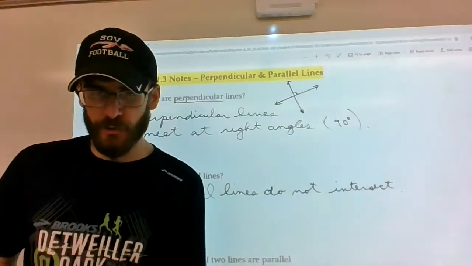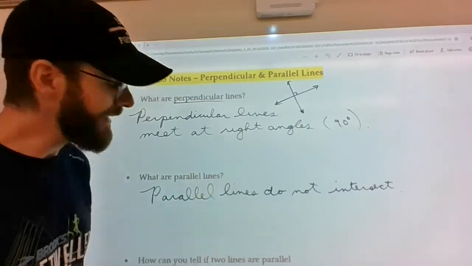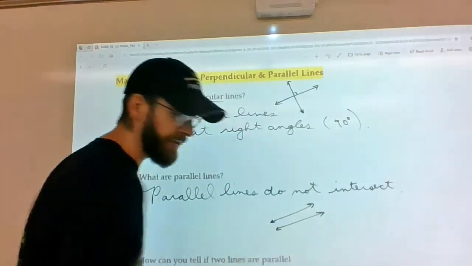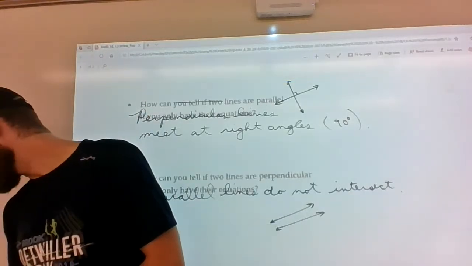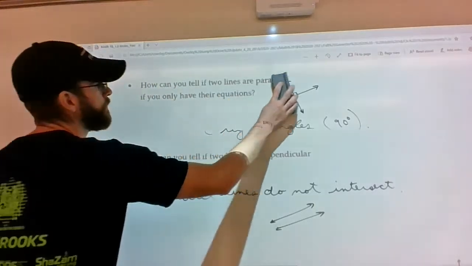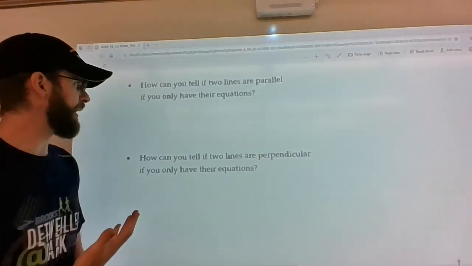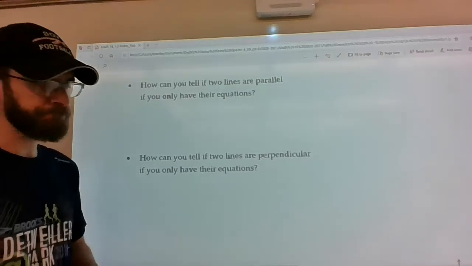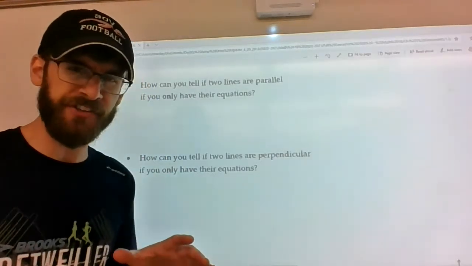So how can we tell if two lines are parallel versus perpendicular if we don't have the graphs? I think we know what a graph for these looks like. If this is one, then that would be a rough sketch of what one would be parallel to. So I pose these two questions. How can you tell if your two lines are parallel if you only have their equations? Same deal except for perpendicular. I'm going to answer that question by just giving you examples and see if you can see the pattern.